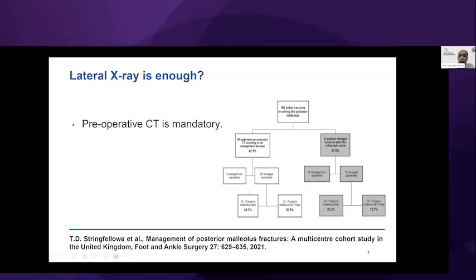But in the group where they used the CT information, the group treated surgically for the posterior malleolus was around 50%. So in posterior malleolus fractures, the preoperative CT is mandatory. We cannot plan our treatment only on the lateral X-ray.